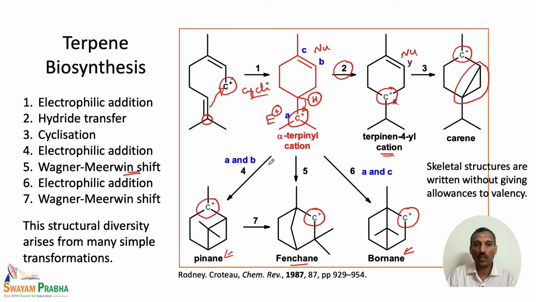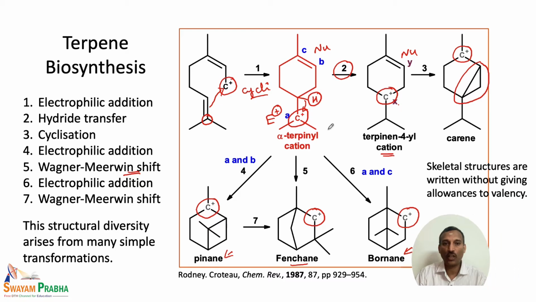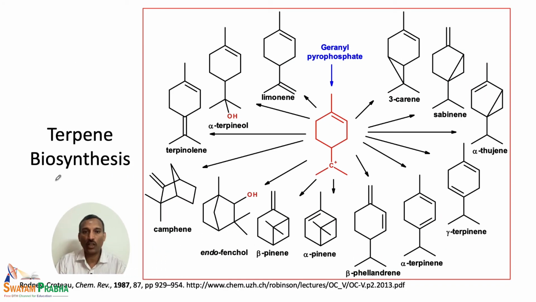So, these are all the various ways by which a simple alpha terpenyl cation can lead to various skeletal structures of terpenes. And in fact, if you look here, we have even more reactions that are possible. In the case of monoterpenes, more than 15 different types of monoterpenes can be formed simply from one alpha terpenyl cation. So, biosynthetically, we can get different types of skeletal units from this particular transformation.